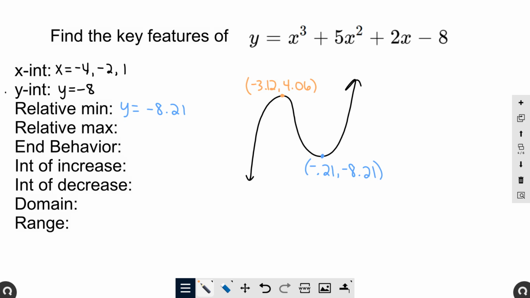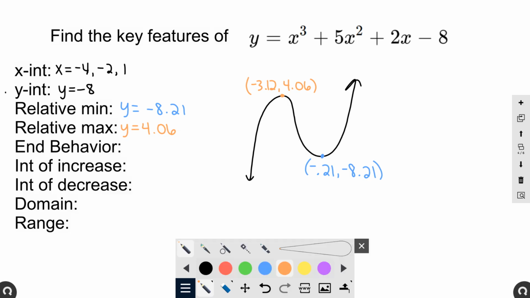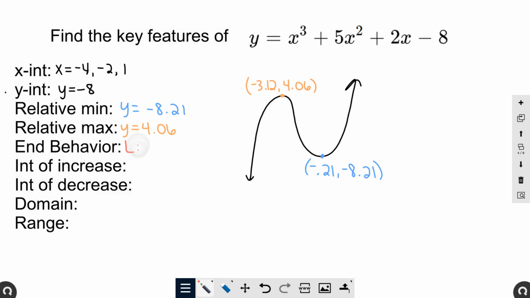Now again, for my max, what value do I use? The y. Don't write it as the point, just write down the y value of your max. So second trace will be your best friend with finding x-intercepts, your min, and your max.